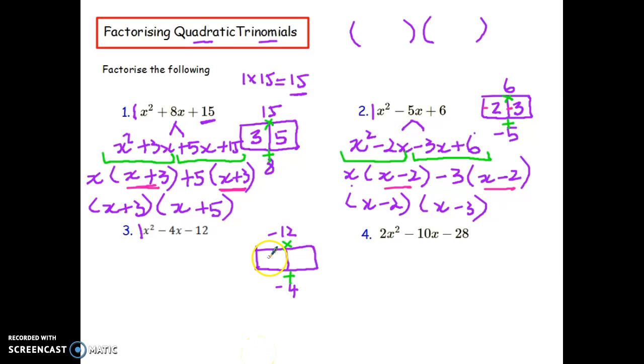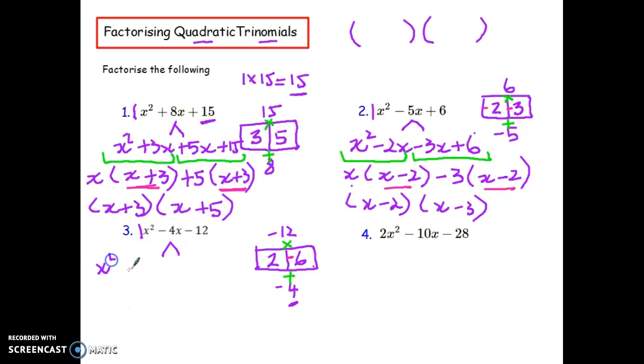Now I think that 2 and 6 are going to be the best numbers here because 2 times 6 gives me 12. However, I need to have a minus 12, so one of these factors here has to be minus, but only one of them can be a minus because I need two different signs to make this minus 12. Have a think about which one needs to be minus so that when I add them, I get minus 4. If I have a plus 2 and a minus 6, plus 2 times minus 6 is minus 12. Plus 2 take away 6 gives me minus 4. So there's our correct factors. Our middle term, minus 4x, is going to split.